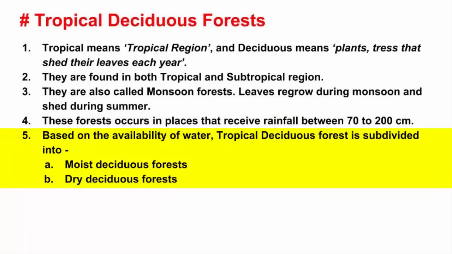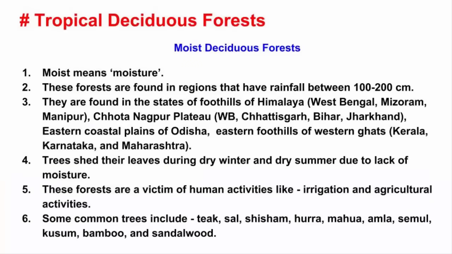Now, based on the availability of water, tropical deciduous forest is subdivided into moist deciduous forest and dry deciduous forest. Moist deciduous forest. If you look at the word moist, it means moisture. As the tropical region receives a good amount of sunlight all throughout the year, the moisture part has to be fulfilled through rainfall.